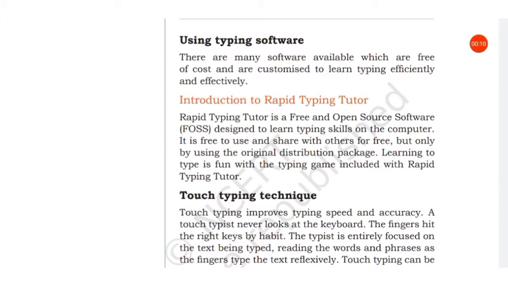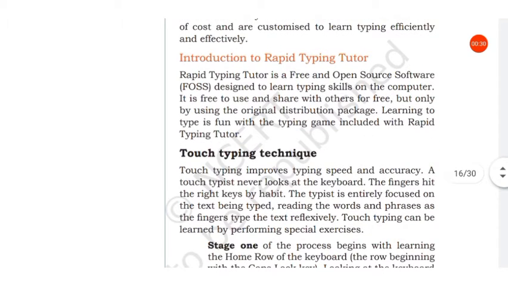So, in order to improve our typing skill, we can use typing software. One such software is Rapid Typing software. So, let us see what that Rapid Typing software is. Rapid Typing Tutor is a free and open source software which is designed to learn typing skills on the computer. It is a software to increase the typing skill of a user.